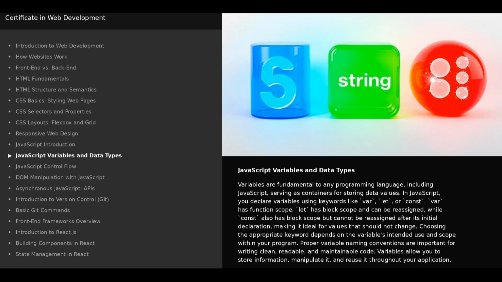JavaScript variables and data types. Variables are fundamental to any programming language, including JavaScript, serving as containers for storing data values. In JavaScript, you declare variables using keywords like var, let, or const. Var has function scope, let has block scope and can be reassigned, while const also has block scope, but cannot be reassigned after its initial declaration, making it ideal for values that should not change.